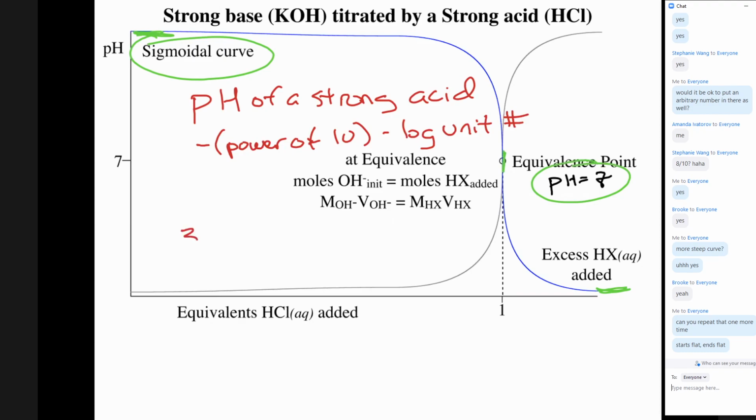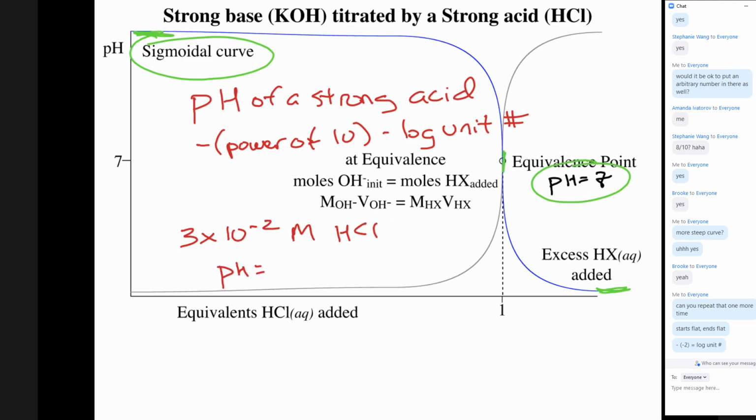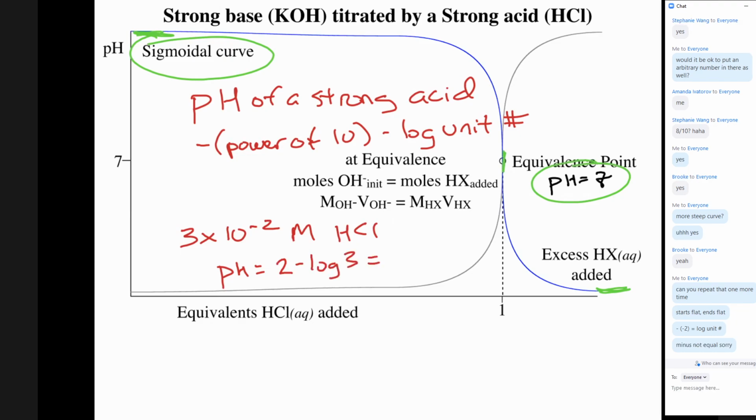If I have 3 times 10 to the minus 2 molar HCl, what is the pH? Two, the negative of the power of 10 minus log of 3, 1.52.